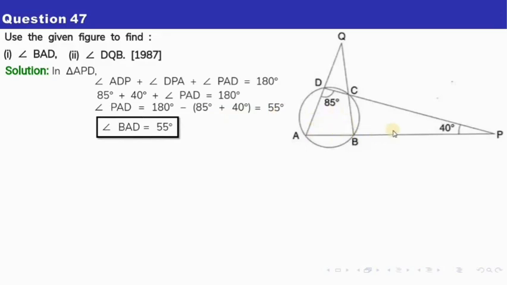Now PAD means this angle, right? So this PAD can also be written as BAD. So that's why my angle BAD will be 55 degrees out here. All right, now let us see this one, how to find this one.